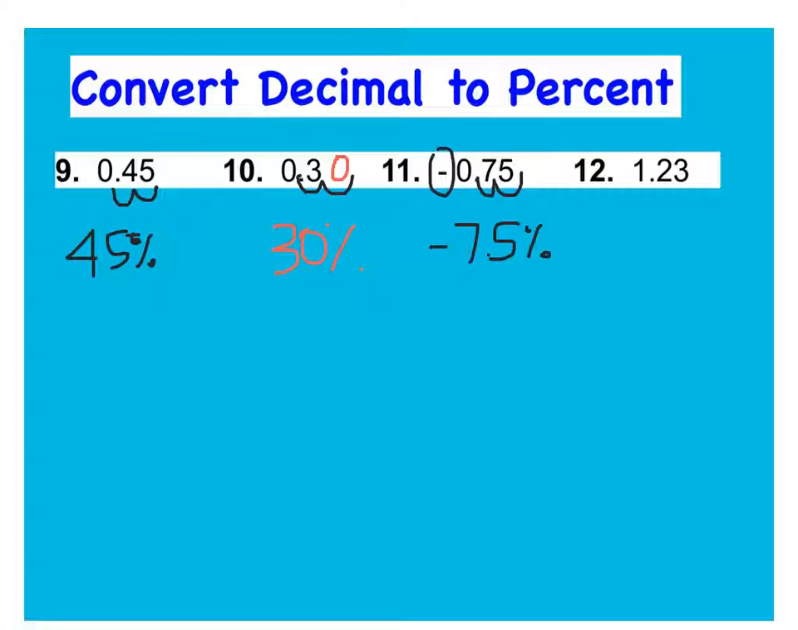For number 12, we will move the decimal over 2 spaces, so we get 123%. A lot of students make the error of thinking that there's only ever 2 digits in front of the decimal, so they might write this as 12.3. That is incorrect. It's definitely possible to have above 100% as a valid answer.